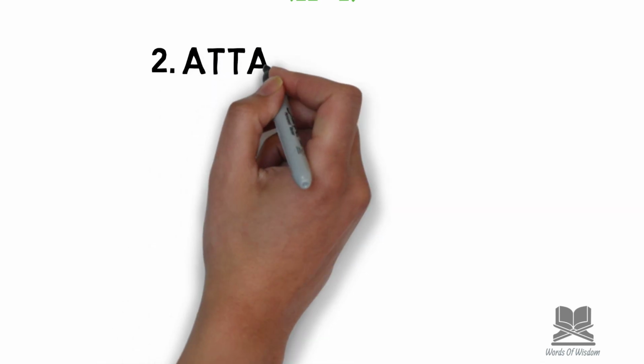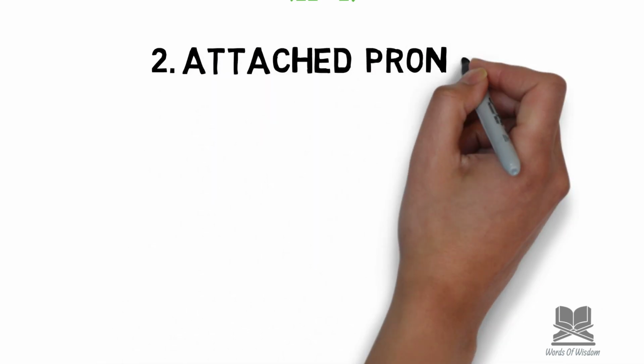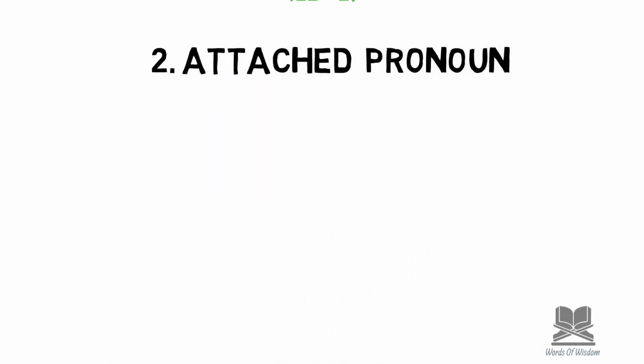The second type of pronoun is the attached pronoun. This is the pronoun which will be attached to a word, and again it will give a very similar meaning, mostly a meaning of possession. So instead of saying she and he, it will be hers. So you won't say she pen, you will say her pen.